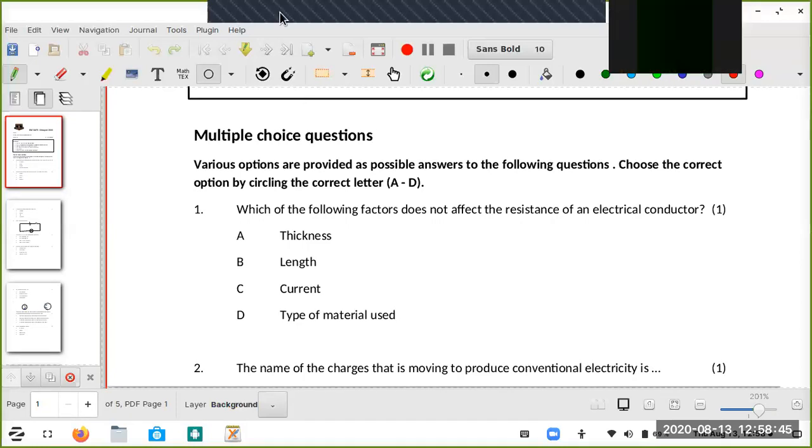Now, let us look at number one. Number one says, which of the following factors does not affect the resistance of an electrical conductor? If you check, there are four options, A to D, and they are capital letters. If you write a small letter as the correct option, you're going to be marked wrong, or you lose a mark, because the options are capital letters.